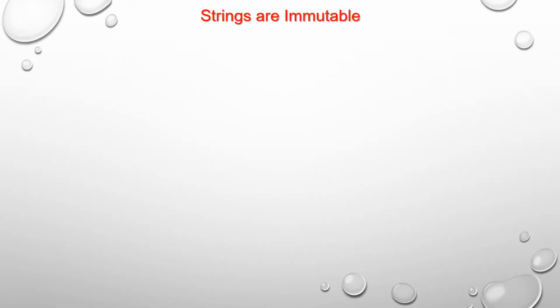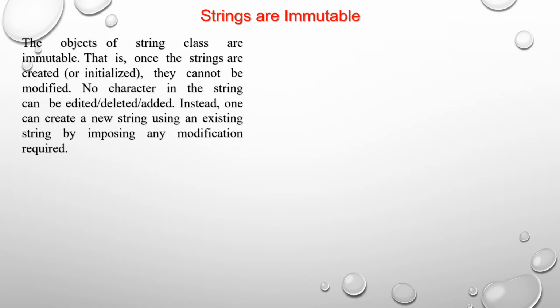Now we will look into the immutability of strings. The objects of the string class are immutable. That is, once strings are created or initialized, they can't be modified. No character in the string can be edited, deleted or added. Instead, we can create a new string from an existing string by imposing any modification required.